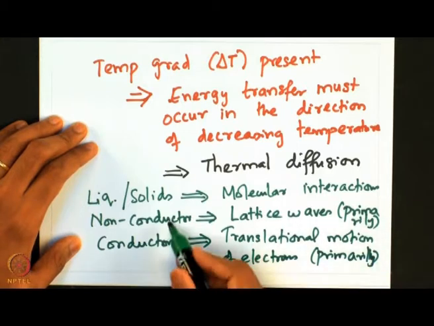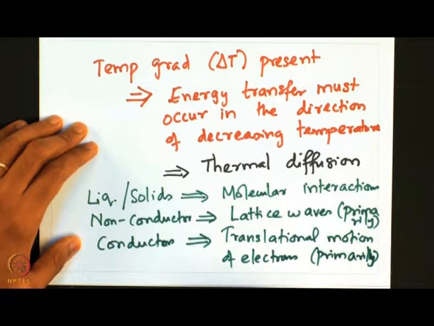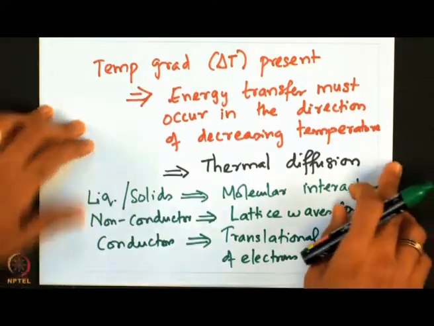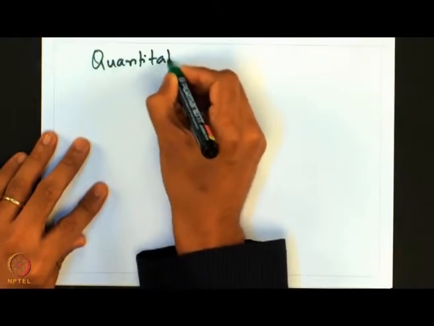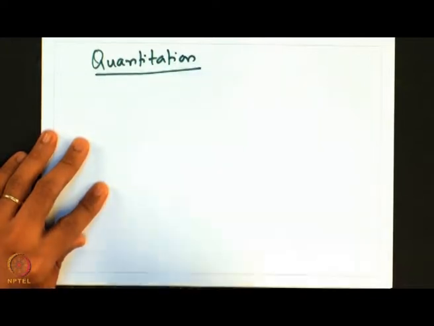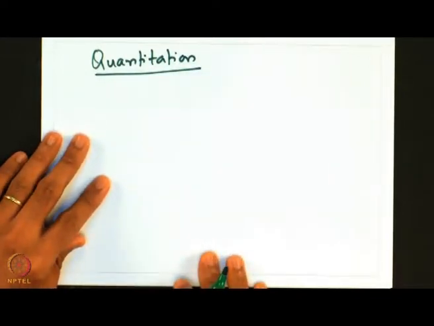So for different types of materials, the mechanism of thermal diffusion is different, and accordingly the properties of these materials would be different. The next aspect we are going to look at is how to quantify the thermal diffusion process, the quantitation of the thermal diffusion process.